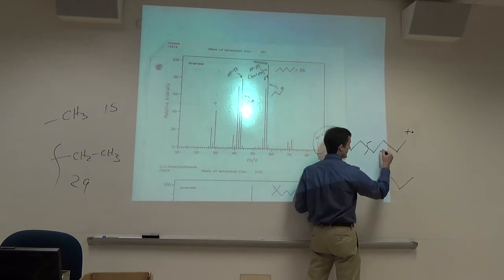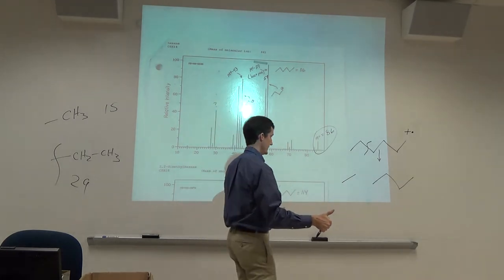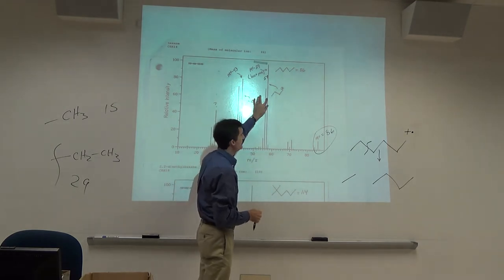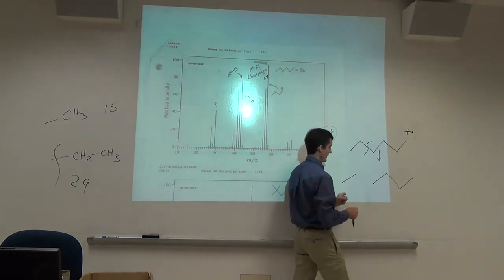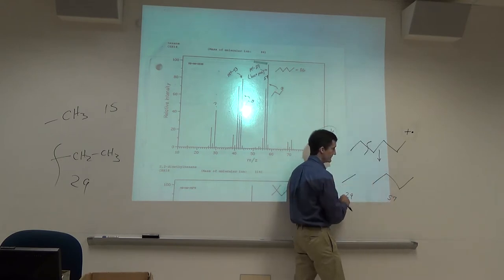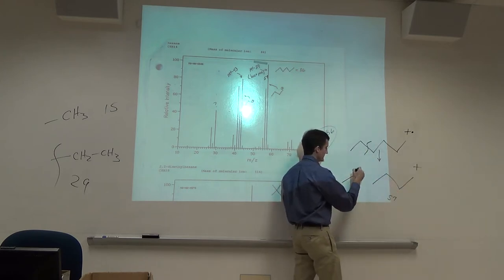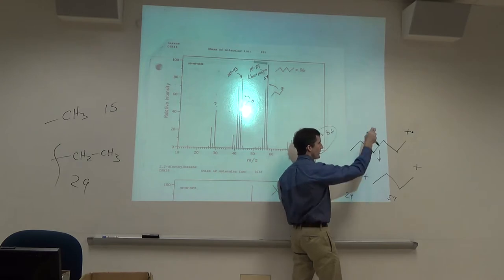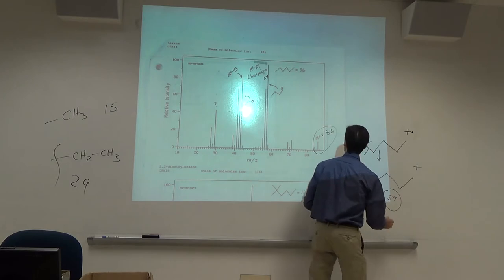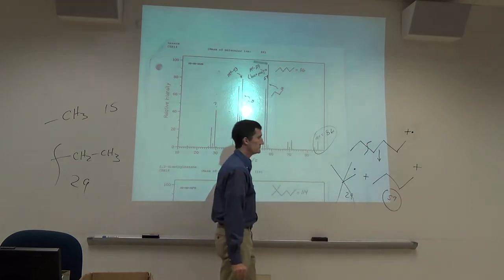Now, when the molecular ion cleaves, what do you get? A radical and a cation. Which one is the cation if we have a peak at 57? This is 29, this is 57. Which one is the cation? That's the cation. What is this? Radical. Radical cation cleaves to give a radical and a cation. 57 shows up right here. 29 does not show up. It's not charged.